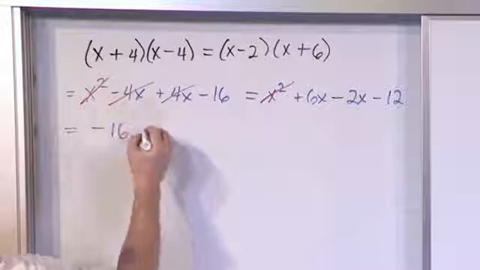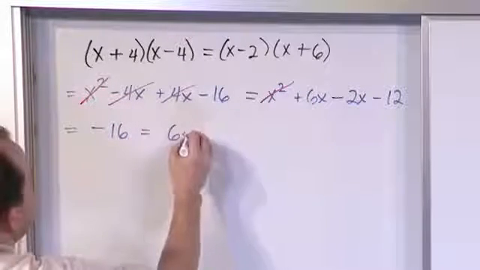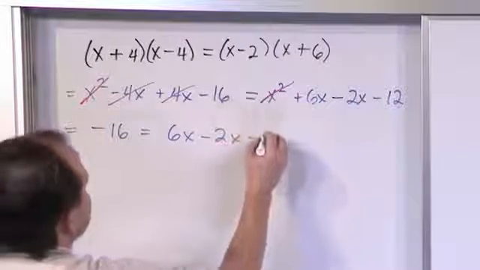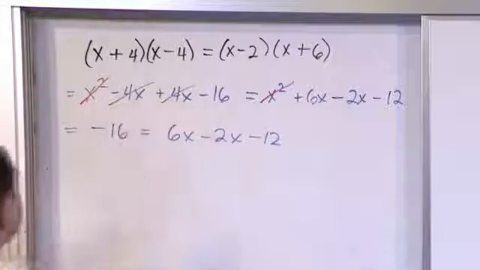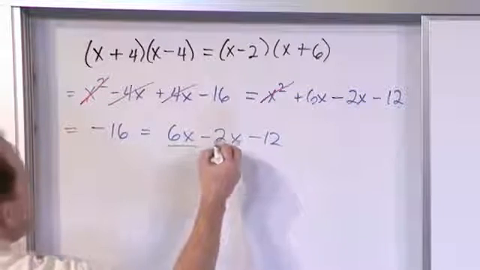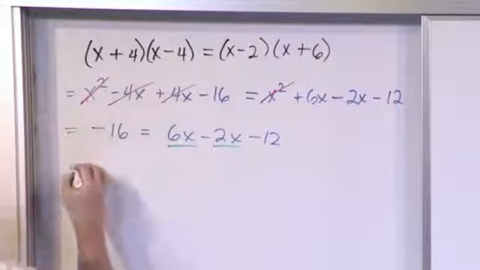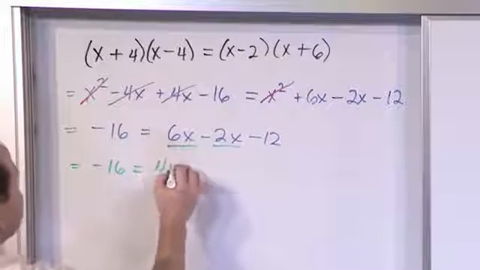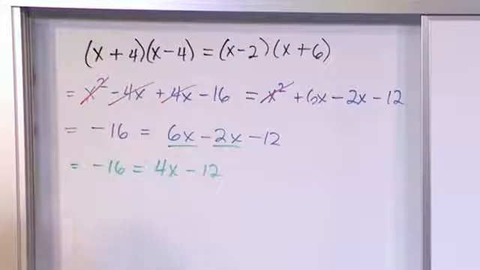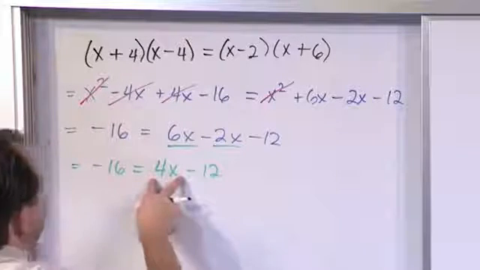So on the left-hand side of the equal sign, all that's left is negative 16. On the right-hand side, I have 6x minus 2x minus 12. But I notice right away that I can simplify these terms on the right-hand side because they both involve x. So I have negative 16 is equal to 6 minus 2, which is 4x minus 12. So now we're finally getting somewhere. Since x is already here, let's leave it there.